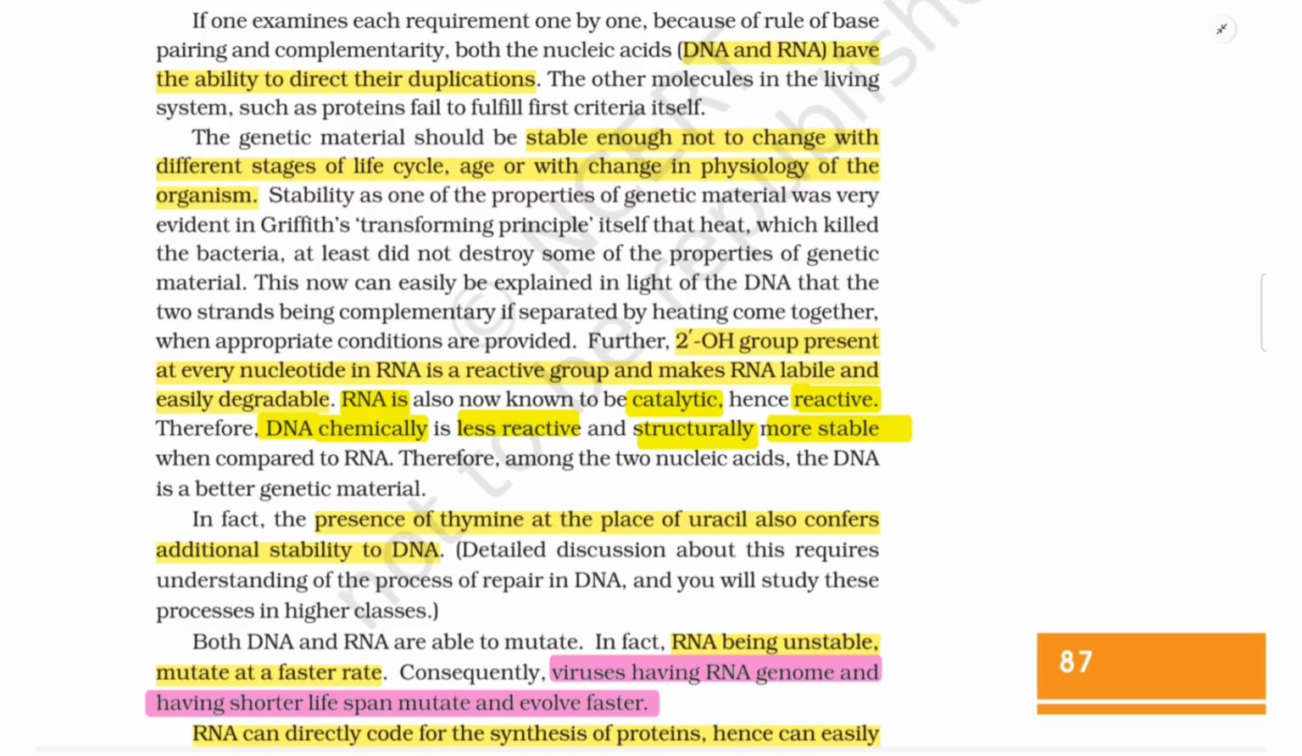Further, the 2' OH group present at every nucleotide in RNA is a reactive group and makes the RNA labile and easily degradable. RNA is also now known to be catalytic, hence reactive. Therefore, DNA is chemically less reactive and structurally more stable when compared to RNA. Therefore, among the two nucleic acids, DNA is a better genetic material. In fact, the presence of thymine in place of uracil also confers additional stability to DNA.